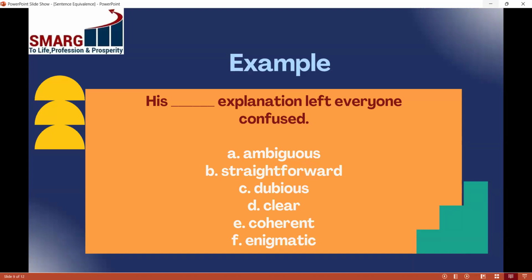Straightforward, clear, these are antonyms. Coherent again, this should be explained. Enigmatic is again very different in its meaning. So very simple words we have to look for. Enigmatic, what does it mean? Something difficult to comprehend. Yes, very good. Difficult to comprehend.